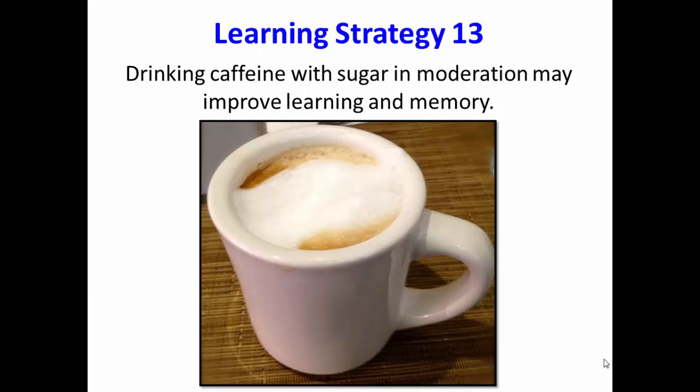Doyle mentions that consuming caffeine and sugar simultaneously improves attention and cognitive functioning. These effects were not seen when either substance was consumed individually. Try drinking a cup of coffee with sugar when you are trying to learn something new and see if this helps you focus your attention and remember things better. If you cannot tolerate caffeine, remember that exercise has similar beneficial effects on learning and memory.